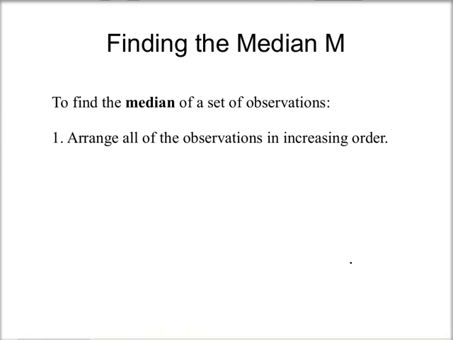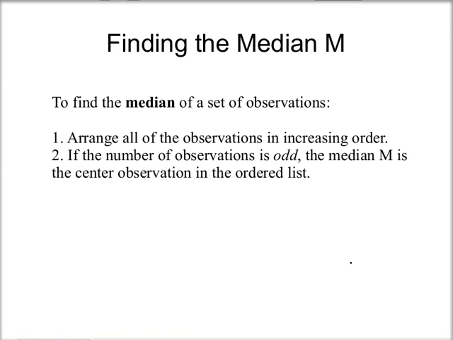My next measure of center is the median, so let's look at the steps to calculate that. First, we're going to arrange all of the observations in increasing order, and then we said the median is the middle of the distribution. So if we have an odd number of observations, then we just look for that middle observation in the list, and that will be our median m.